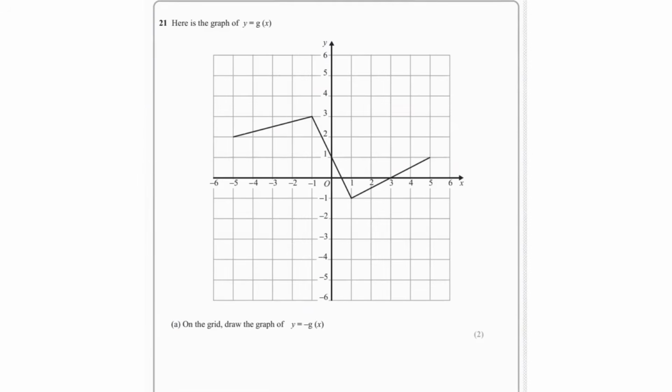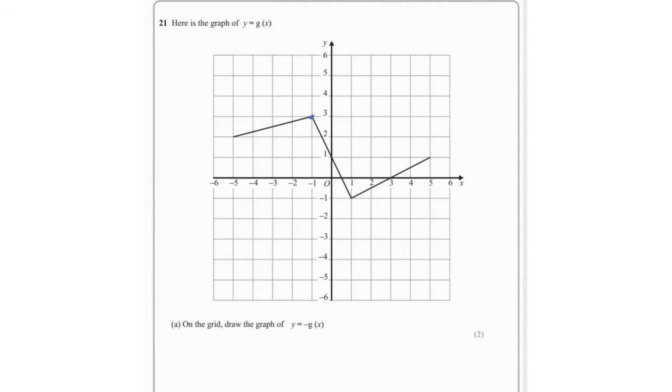Then here's the graph of y equals to g of x. On the grid, draw the graph of y equals to negative g of x. So when it's negative, we're going to flip it in the x-axis because it's y equals to negative g of x. So y is becoming negative. Every value of y is now going to be opposite. So whatever is positive becomes negative and whatever is negative becomes the positive value.